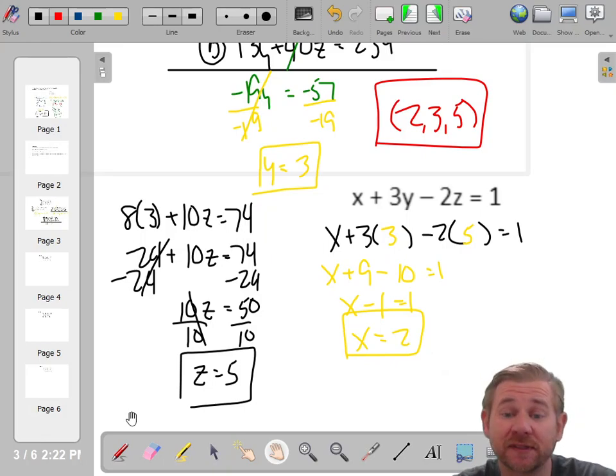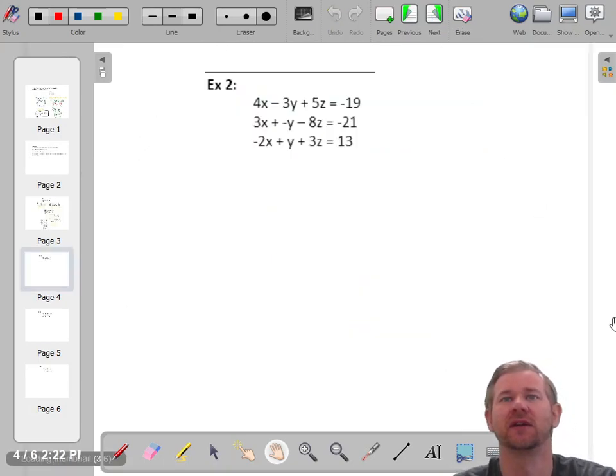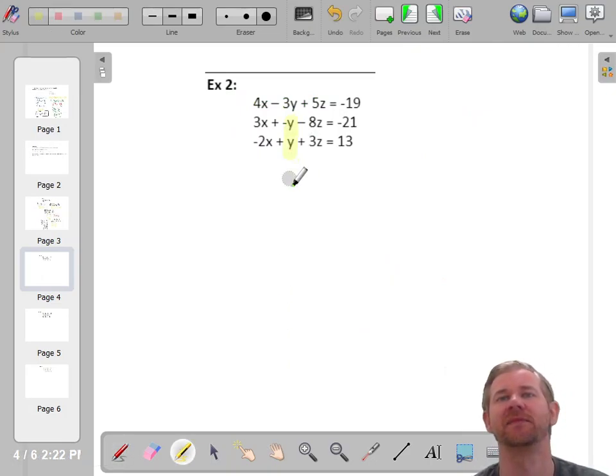It's a lot of steps, but the nice thing is they all kind of feel the same. Once you get used to it, these are pretty good. Let's try another one. What do I want to get rid of first? Usually I look to see, can something go away right away?